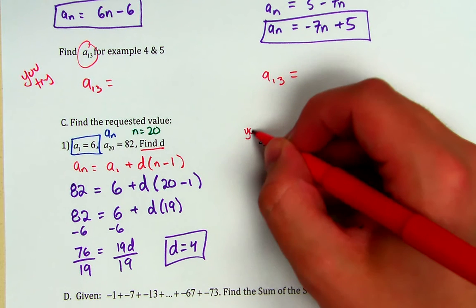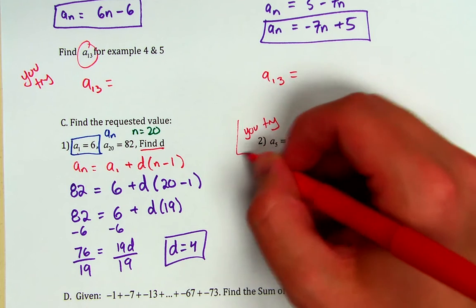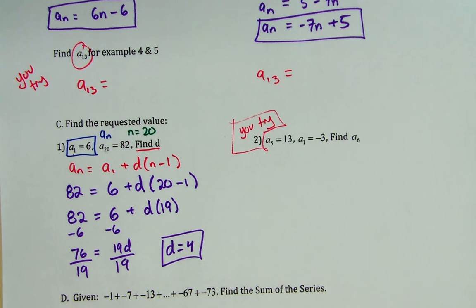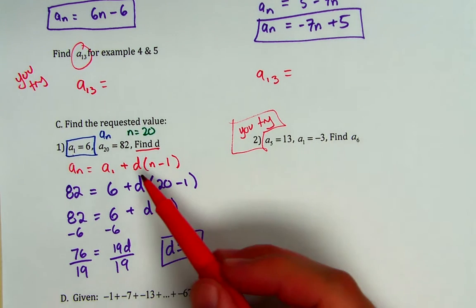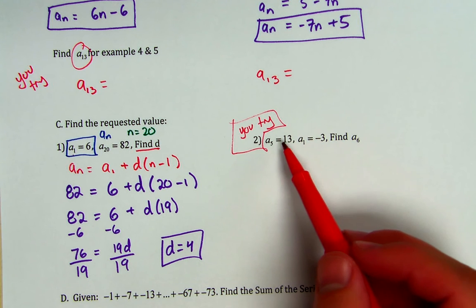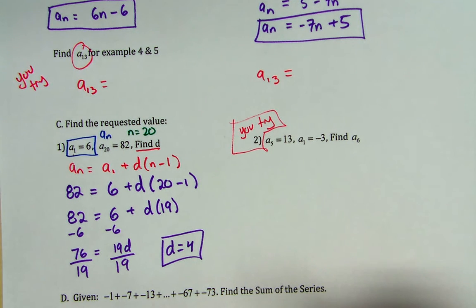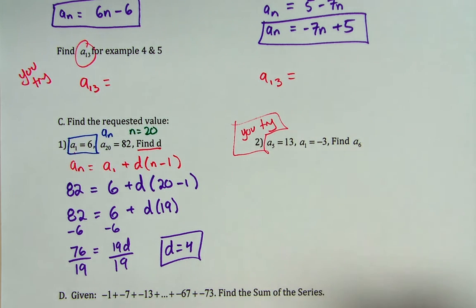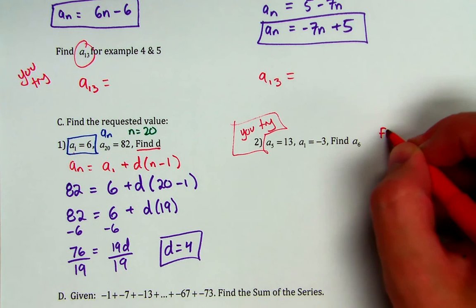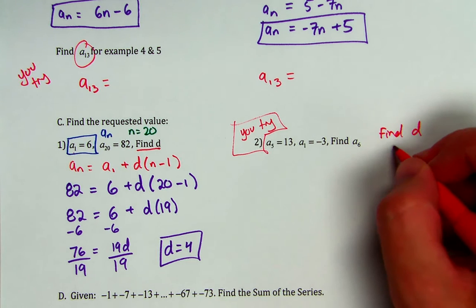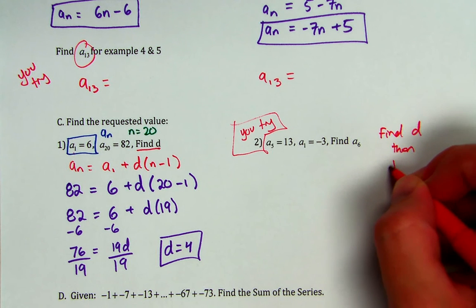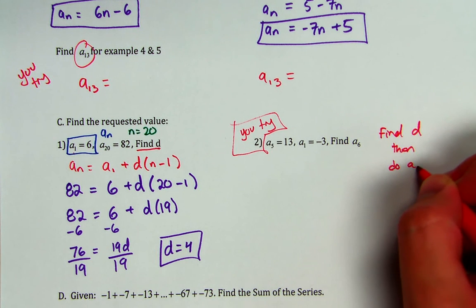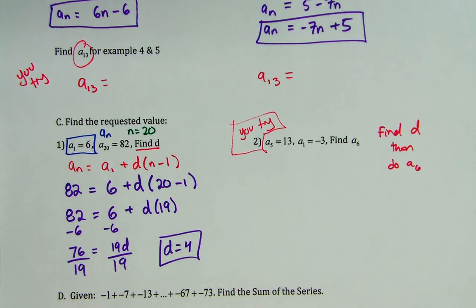Alright, again, here's yours to try. Again, very similar here, using A5 equals 13, A1 equals that. You're going to want to find D first, then find A6. So find D, then do A6. Otherwise, you can't really get there.